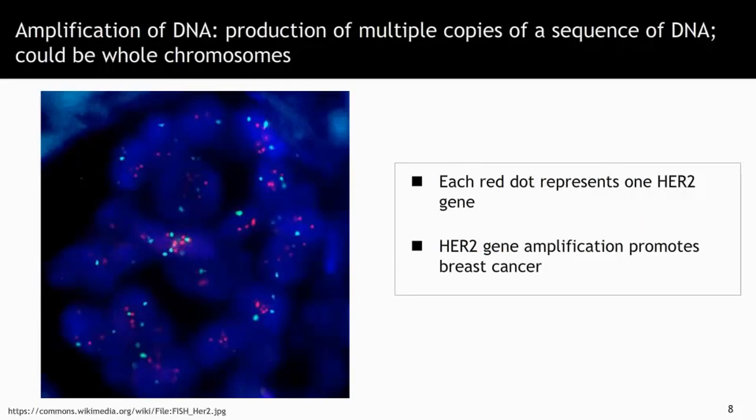Amplification is another type of mutation in which a sequence of DNA is copied multiple times. The DNA sequence can be an individual gene or an entire chromosome, and in cancer, amplification generally occurs with oncogenes. So more oncogene DNA means more of that protein is made, which then can push the cell into uncontrolled cell division. In this example on the slide, the HER2 gene has been amplified many times in these breast cancer cells. So the HER2 gene is an oncogene in breast cancer, and its amplification promotes cancer. And in the slide, you see that the red dots represent HER2 genes.